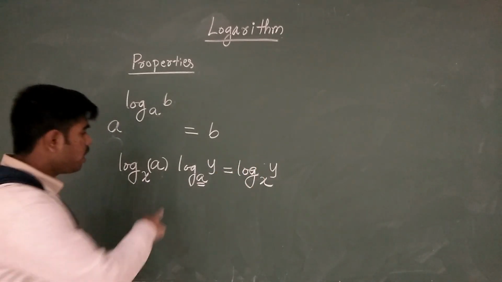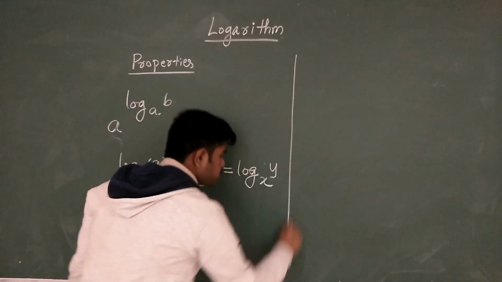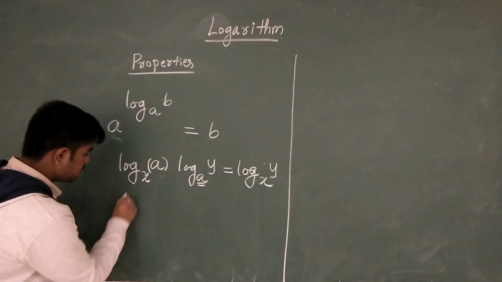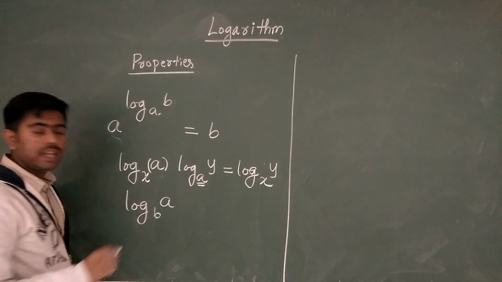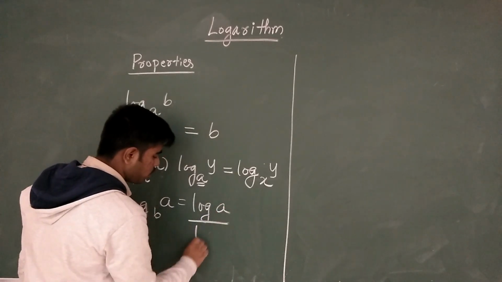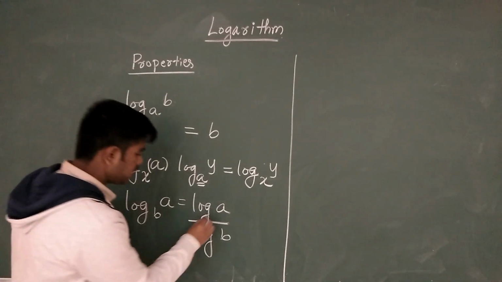You can ask how this property comes about. To derive this property, we need another property: if I have log of a to the base b, then I can write this as log a divided by log b for some base of log, let us say c.